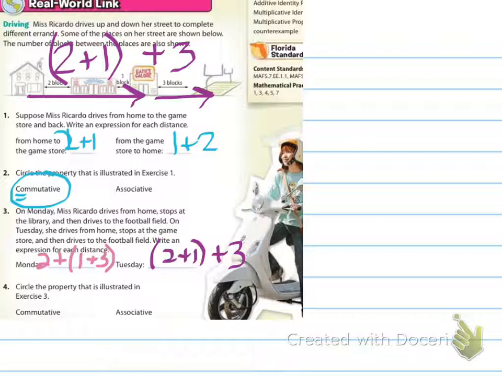So the next question is saying to circle the property that illustrates the exercise 3, 2 plus, and then 1 plus 3, and then 2 plus 1 in parentheses plus 3, and that's going to be associative property because I'm just changing what's inside the parentheses and deciding which one I'm grouping together. And either way, it's going to come to the same answer.